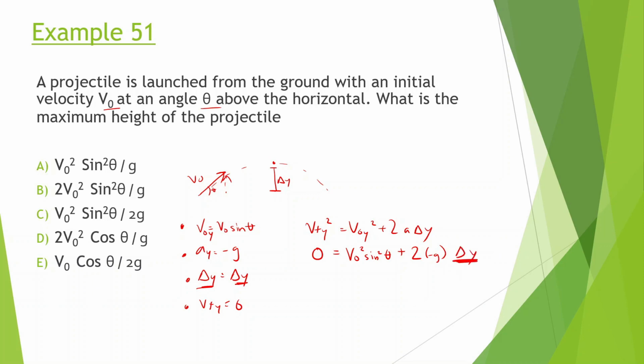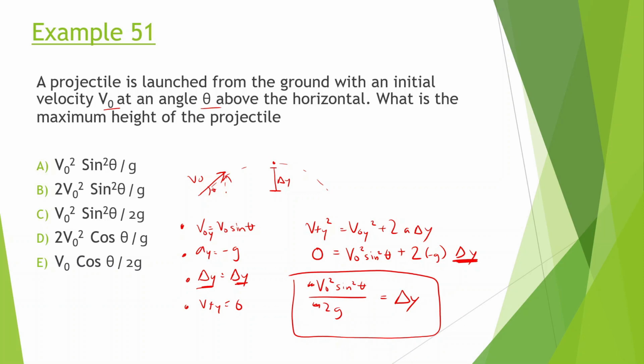So I'm going to bring this all the way over. Negative v initial squared sine squared theta divided by negative 2g is equal to change in y. This cancels with each other, and we get our answer. V initial squared times sine squared theta divided by 2g.